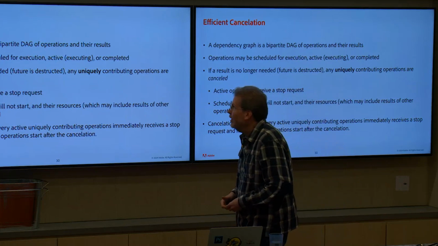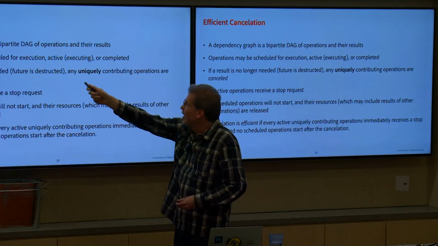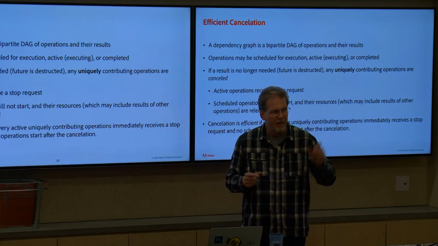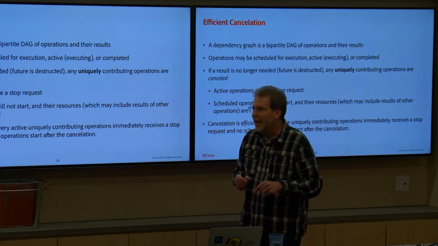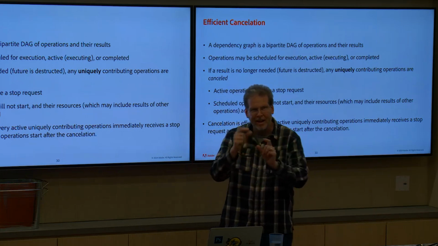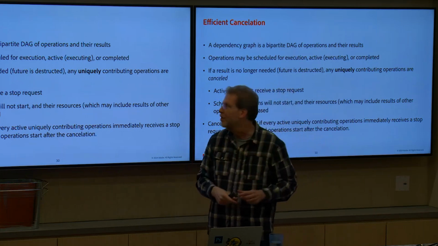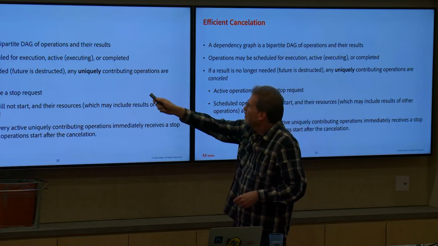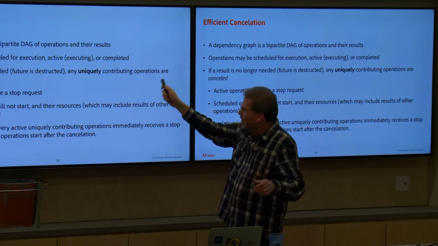So how do we define efficient cancellation? Well, we've got a dependency graph, which is bipartite, which just means we have two types of nodes. We have futures and we have operations. And you can't connect a future to a future. You have to go through an operation. And you can't connect an operation to an operation. You have to go through a future. So that's what a bipartite graph is. Okay? So we have operations and their results are futures.